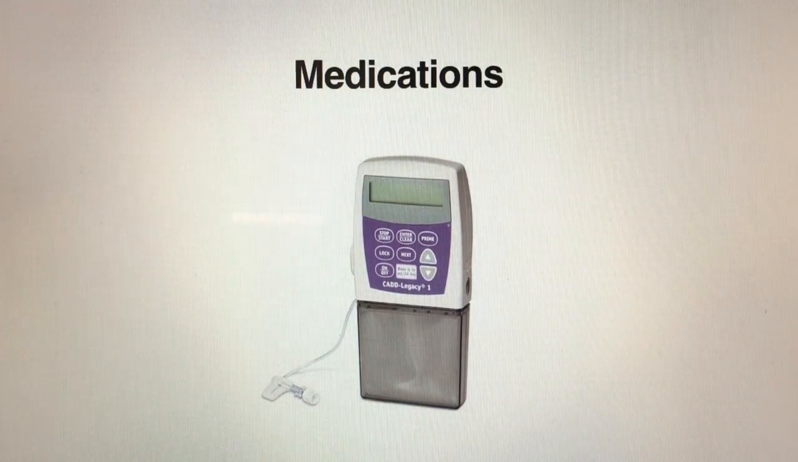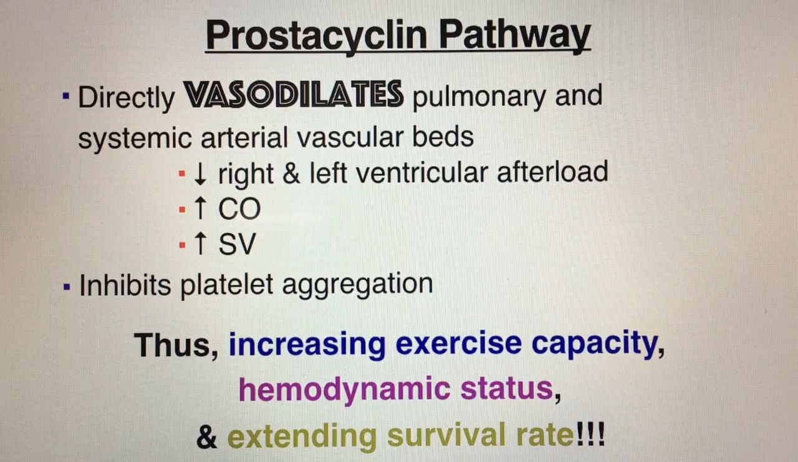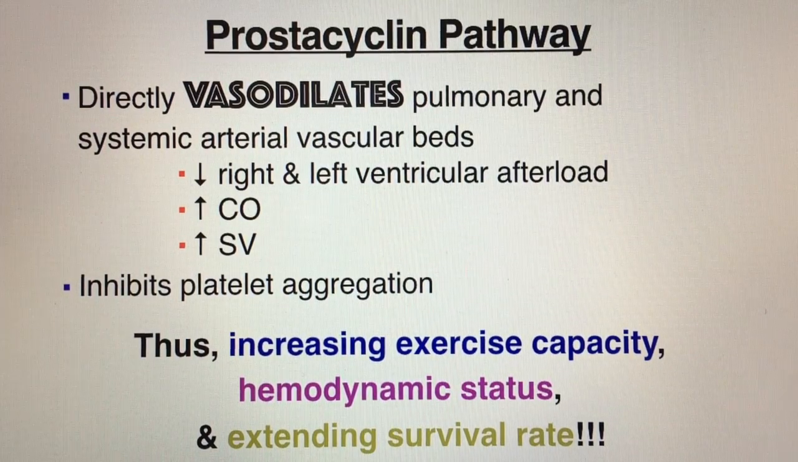There are various medications available that act on different pathways to help manage pulmonary hypertension and its symptoms. Because we are learning about the CADD Legacy pump today, we will be discussing the medications we currently run using the CADD pump, specifically Epoprostenol and Treprostinil, both of which are members of the prostaglandin family and therefore act on the prostacyclin pathway.